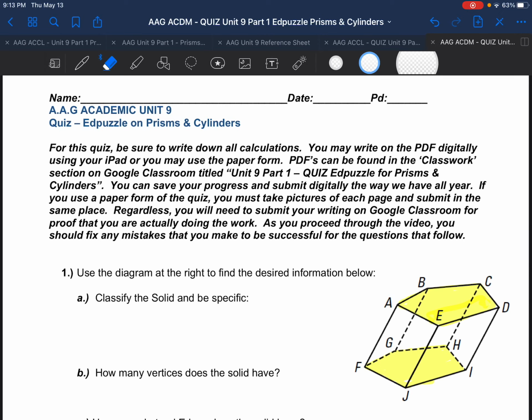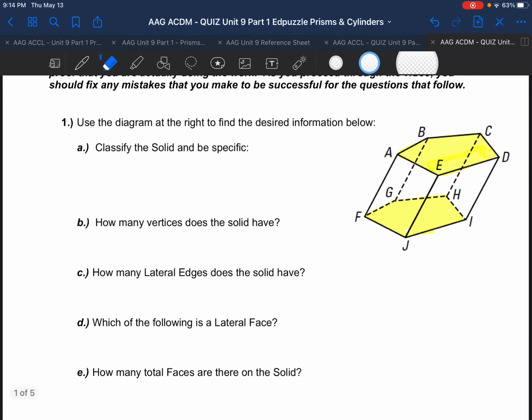As you proceed through the video, guys, this is important. Listen, as you proceed through the video, you should fix any mistakes that you make to be successful for the questions that follow. All right, so if you get one wrong, fix it, because the next question might use that answer again. All right, so here we go. Let's get started. Here is question number 1.